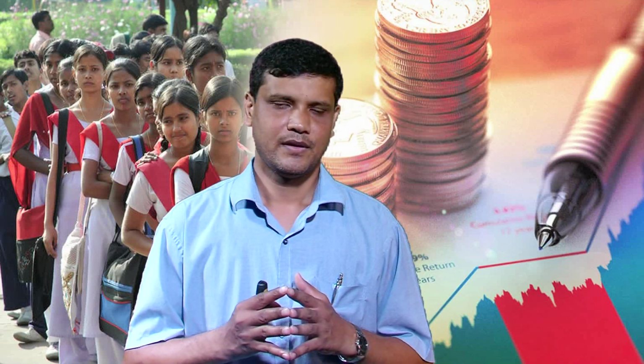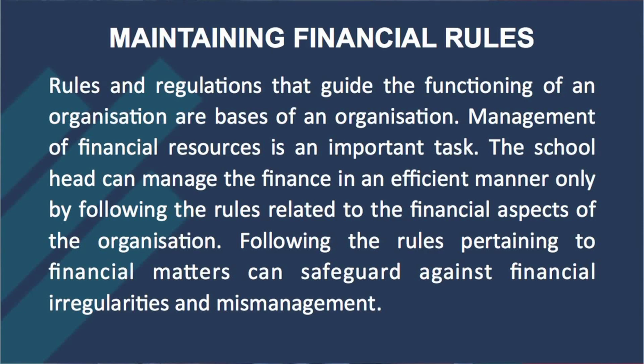The next area we are going to discuss is maintaining financial rules. Rules and regulations that guide the functioning of an organization are the base of an organization. Management of financial resources is an important task. The school head can manage the finance in an efficient manner only by following the rules related to the financial aspect of the organization. Following the rules pertaining to financial matters can safeguard against financial irregularities and mismanagement.